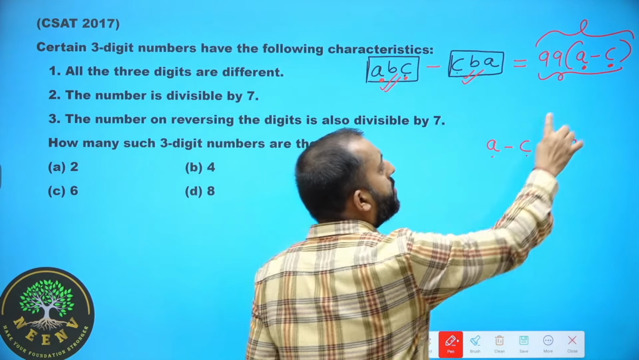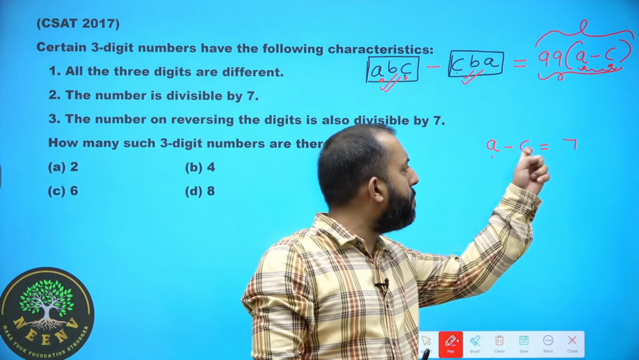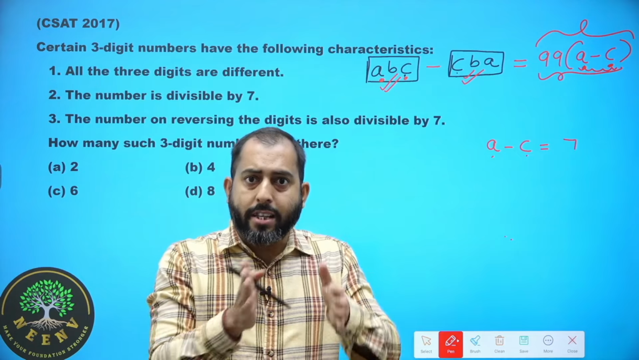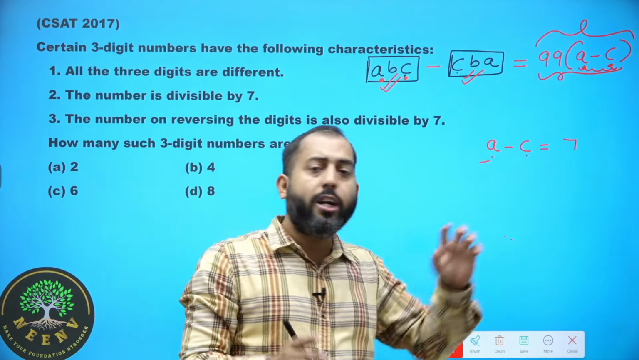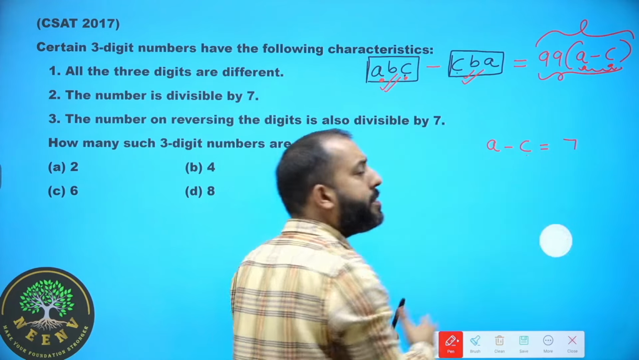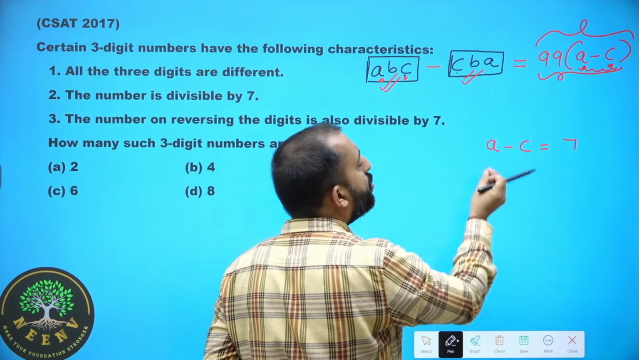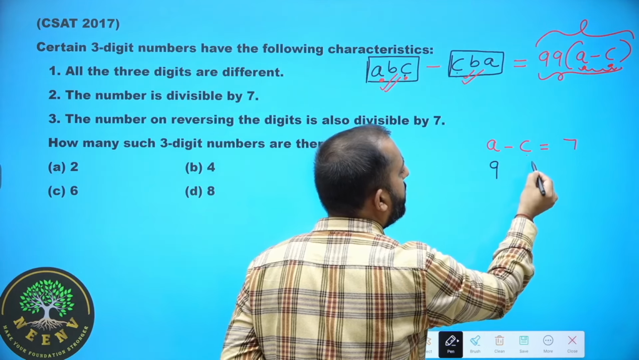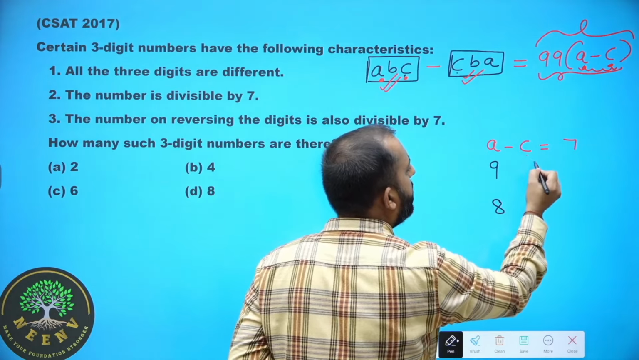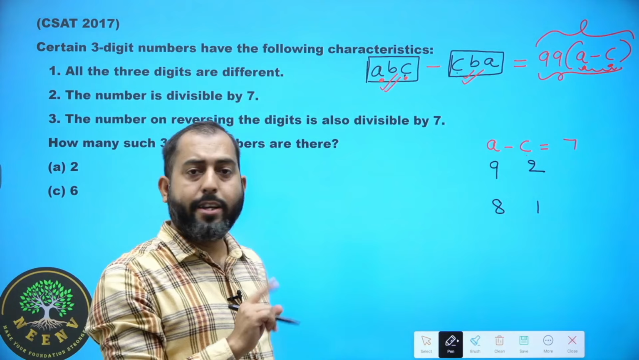Why multiple of 7? The reasoning is from here. Why 7? Why single digit? Because A is a single digit number and C is a single digit number, and their result should be a multiple of 7. At the same time, it should be a single digit number because we are subtracting two single digit numbers. So that is why A minus C should be 7. If A minus C is 7, then the possible values for A and C are: A can be 9 and C can be 2, and A can be 8 and C can be 1. 9 minus 2 is 7, 8 minus 1 is 7.